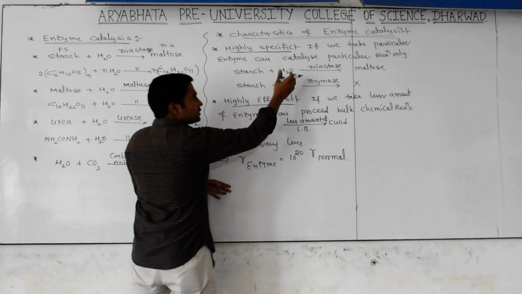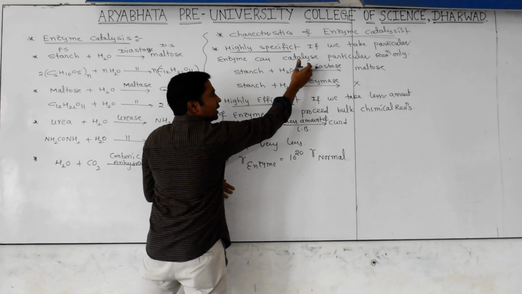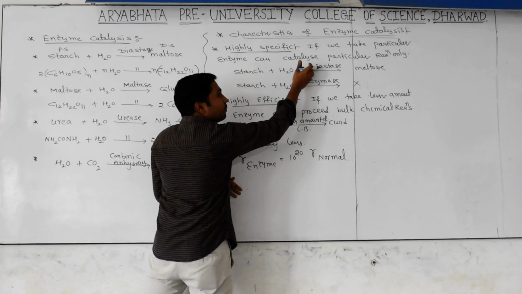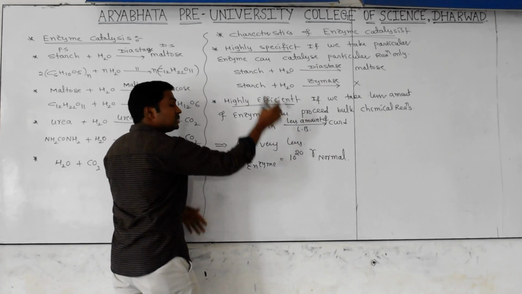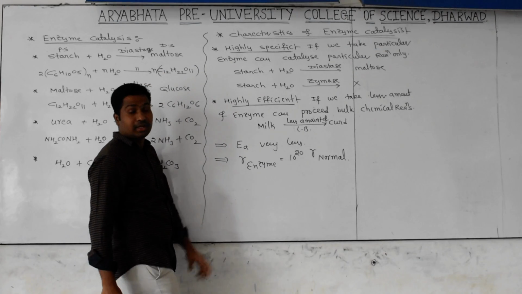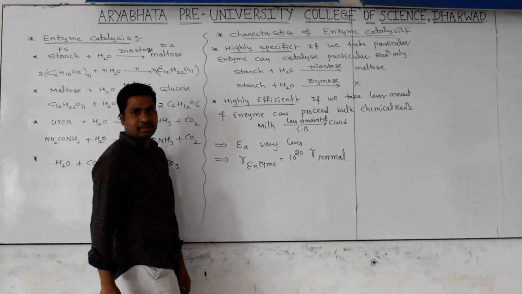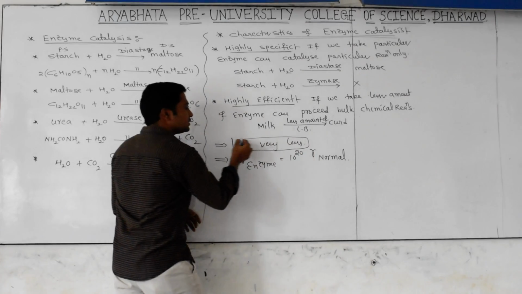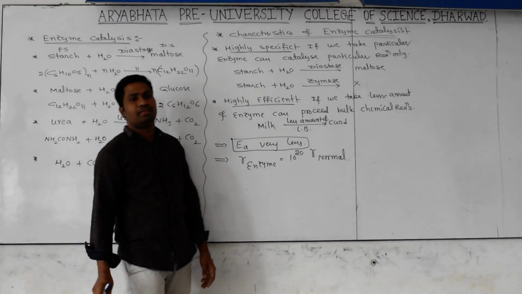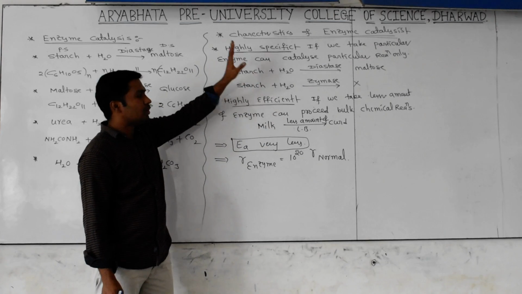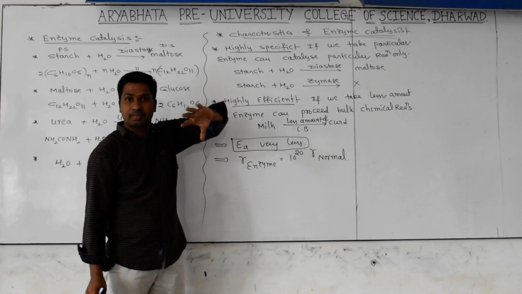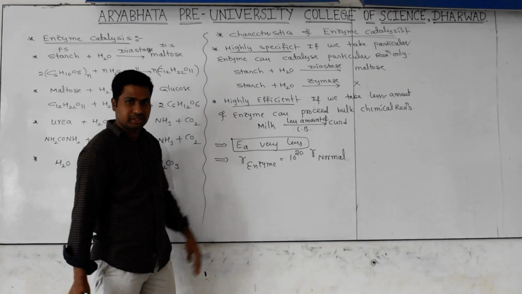If you take this reaction with diastase, it will be going very slowly. But if you are taking the enzyme, compulsorily the rate of reaction will be how many times sped up? 10 to the power of 20 times faster than the normal case. This is all because in case of enzyme catalysis, activation energy will be very less. That's why the whole reaction will be going very fast. It means the gap is very less, and this is going with high speed.